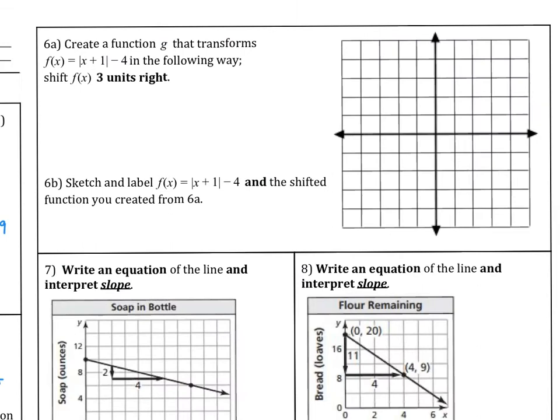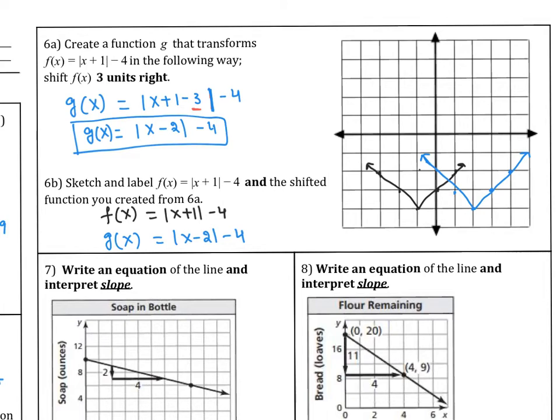Now let's just do number 6 here. Create a function g(x) from the original function f(x), which is shifted 3 units right. For g(x), you're going to shift this function 3 units right. It means you're going to subtract the 3 from inside the function. So whenever you go right, you subtract inside the function. And when you subtract 3 from 1, you're going to get x minus 2 minus 4.